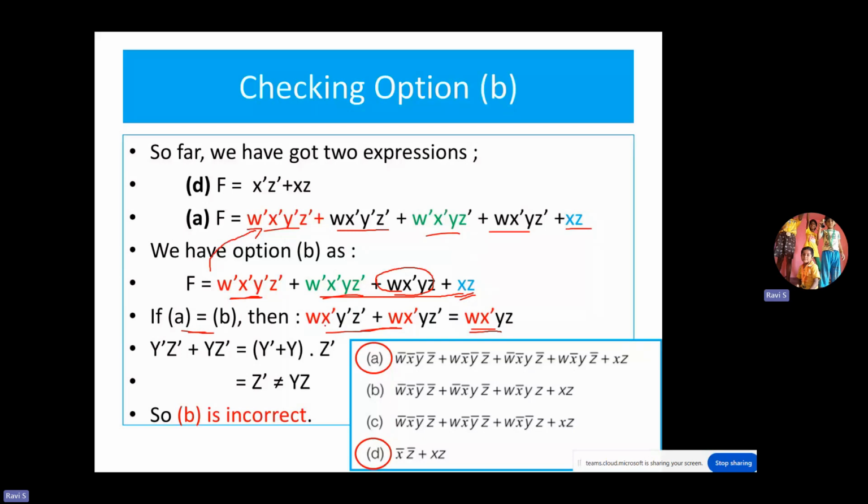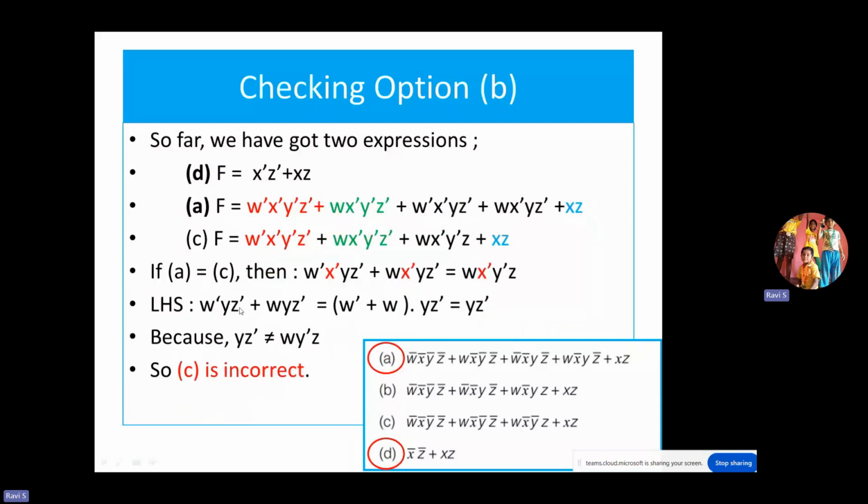Let us verify this. If I check here itself, w x prime is common for all three terms. So we eliminate it on both the left hand side as well as the right hand side. The rest of the terms on the left hand side must be equivalent to yz. Let us verify this. Here z prime is common for both the terms. Taking z prime common, it becomes y plus y prime, so it is equivalent to 1. So 1 and something, that something will come, so z prime. If you compare z prime with the term here, yz, it is not going to be equal at all. So option B is incorrect.